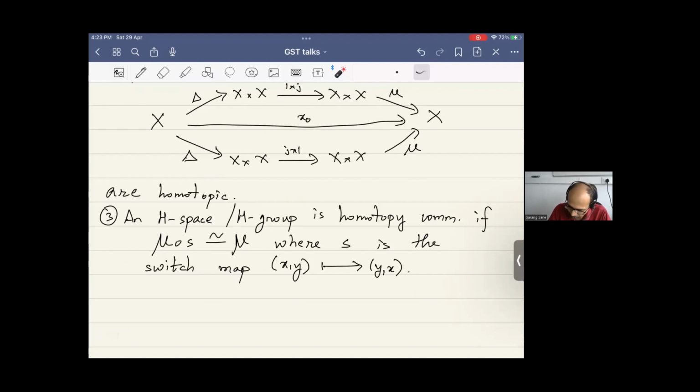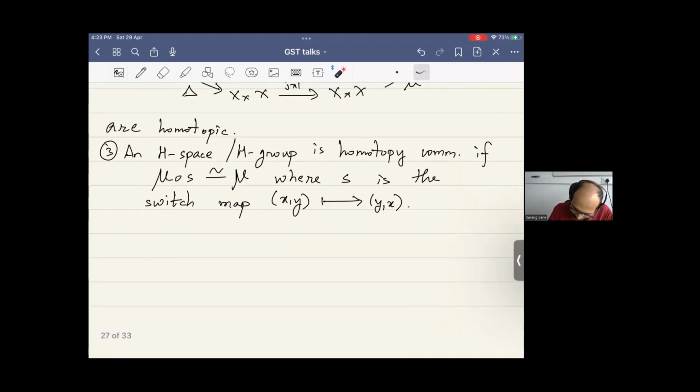And we say it's commutative if you take the switch map x comma y to y comma x, then these are homotopic. Okay, so that's the data of a homotopy commutative H space. So we have an H space, we have an associative H space, we have an H group, and then we have a commutative H group.